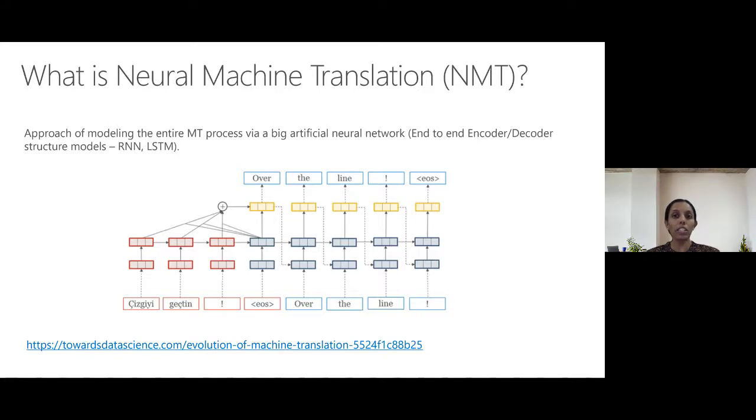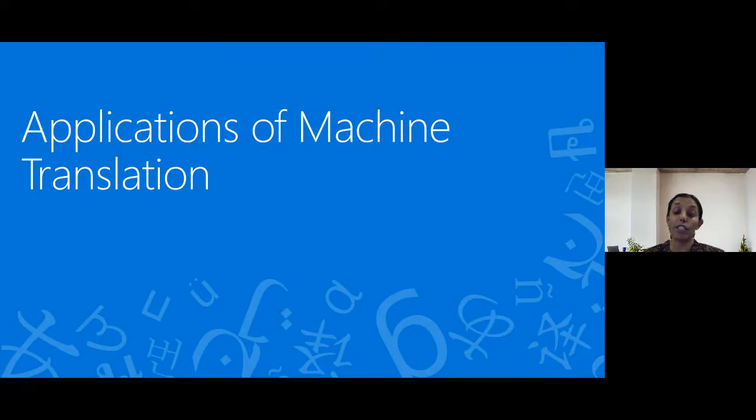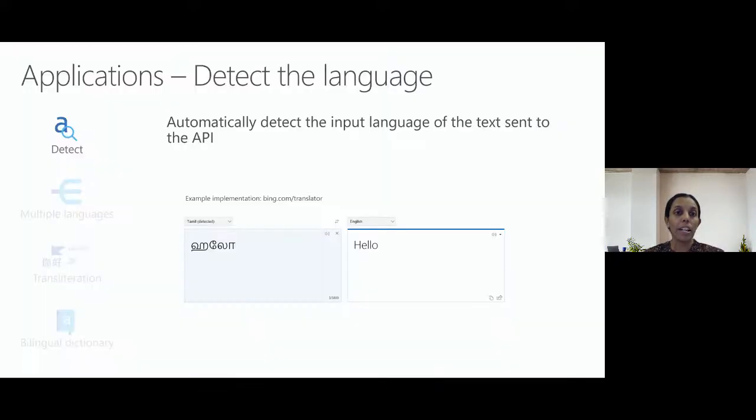Okay. The next thing we'll look at is some of the applications of machine translation. I think we all have APIs where you can type in text, like in bing.com/translator, and it'll even detect the language. In this case, I do not understand the script, so it automatically detects it as Tamil, and it says this is actually hello in Tamil.